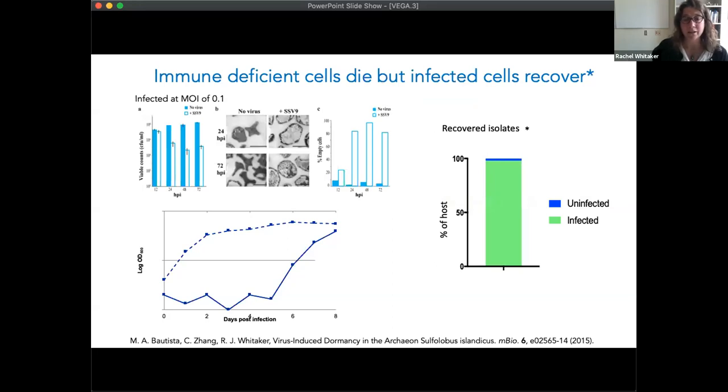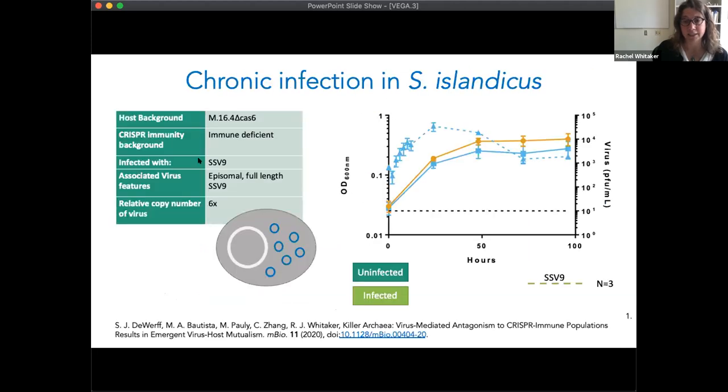And in general, when we do an initial infection, the majority of the cells die. But then by the end of an ongoing infection, ongoing growth, we see the population recover. And almost 100% of the cells in the recovered populations are infected. So even though we infected with a very low MOI, we got 100% infected after this initial die-off of the uninfected cells.